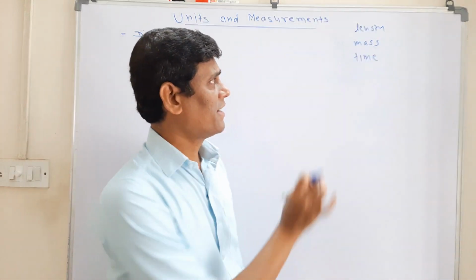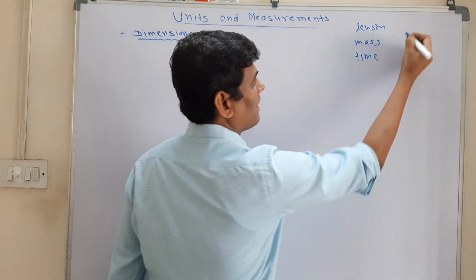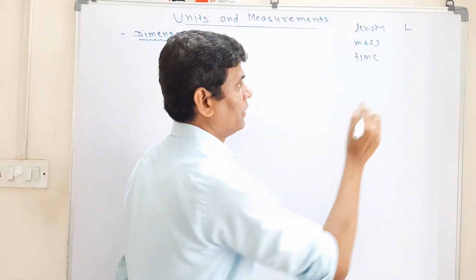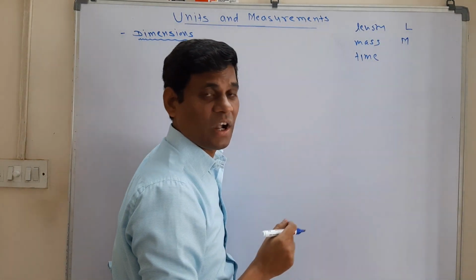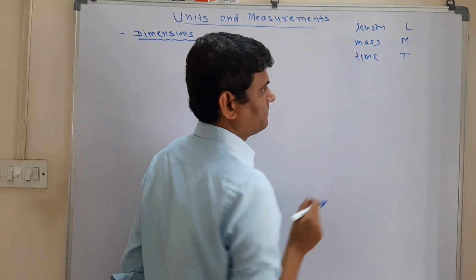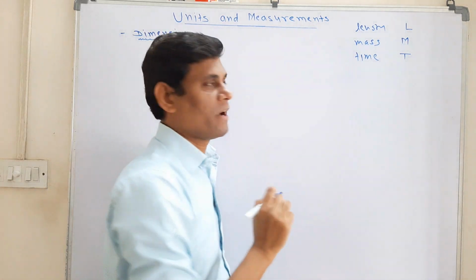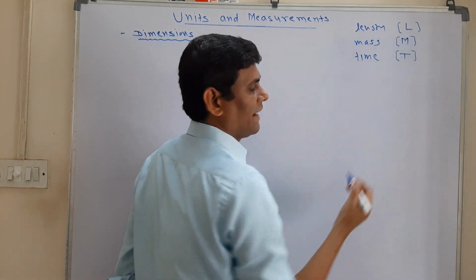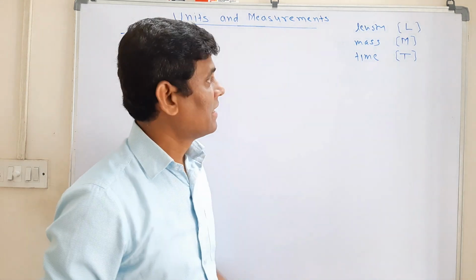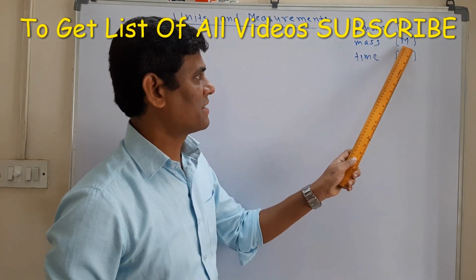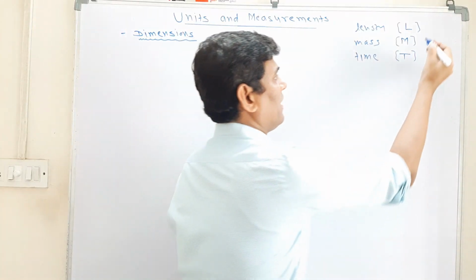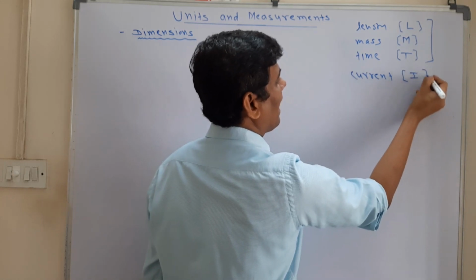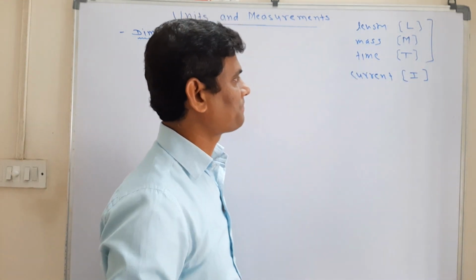Whenever you see the fundamental quantity length, use the symbol capital L. When you see the fundamental quantity mass, use the symbol M, and for time, use the symbol T. Put it in a square bracket. This square bracket indicates we are writing dimensions. The dimension of length is L, of mass is M, of time is T. Mostly we require these three. Sometimes we require current also, and for current you can use I.